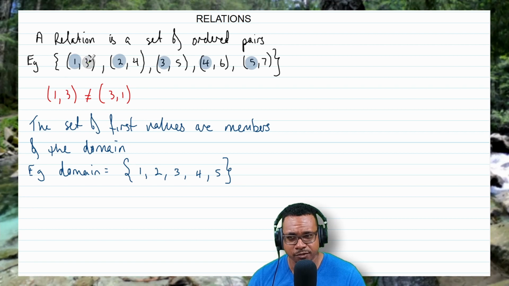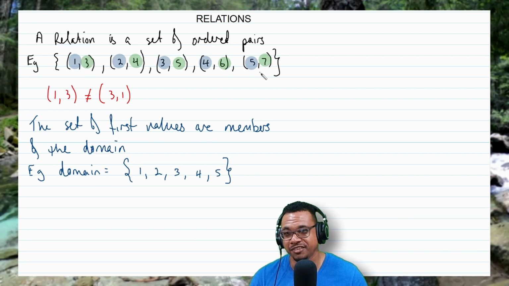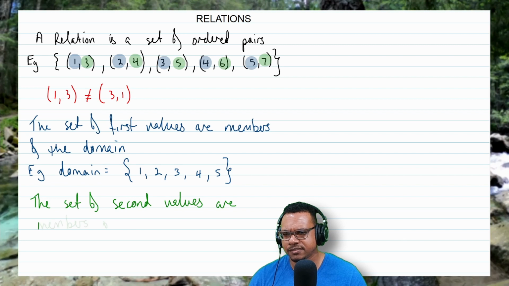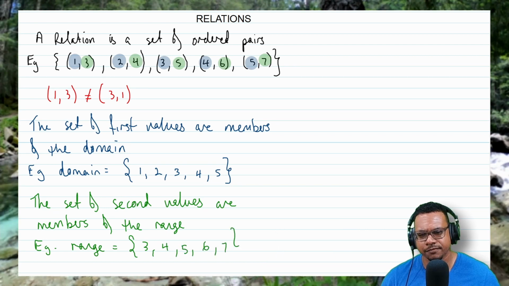Now, if you look at the set of second values, so that'll be the 3, the 4, the 5, the 6, and the 7. Those are the second values, right? Because the 1 comes first, then the 3 comes second. So the set of second values are members of the range. So I write that the set of second values are members of the range. So example, I have range is equal to, and I have my set, which will be 3, 4, 5, 6, and 7.